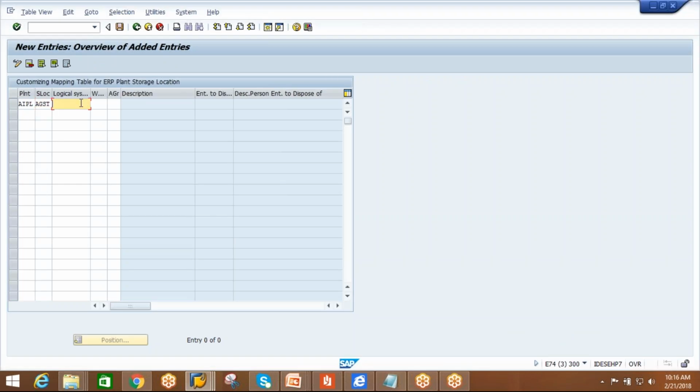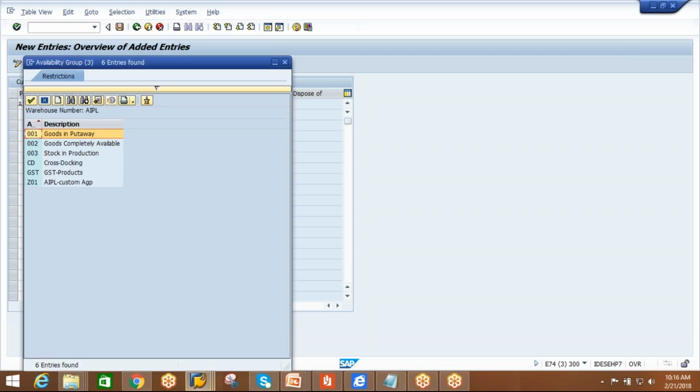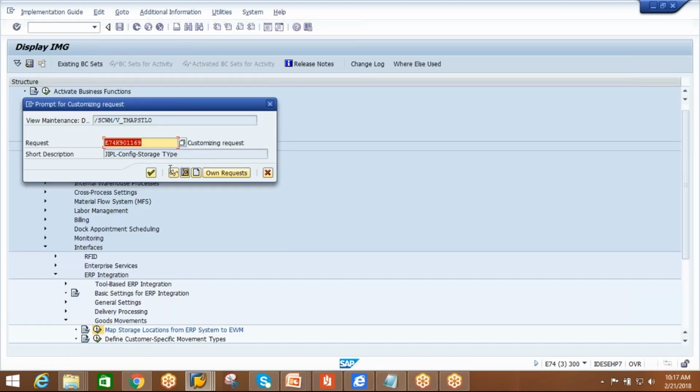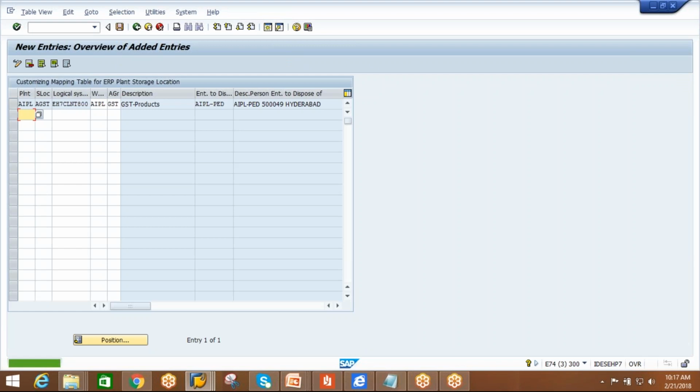AGST and logical system. This one, AAPL warehouse number Z02. Sorry, GST. This one, GST. Now we move our product into that storage type. We move our product. I am coming with one more test case now.